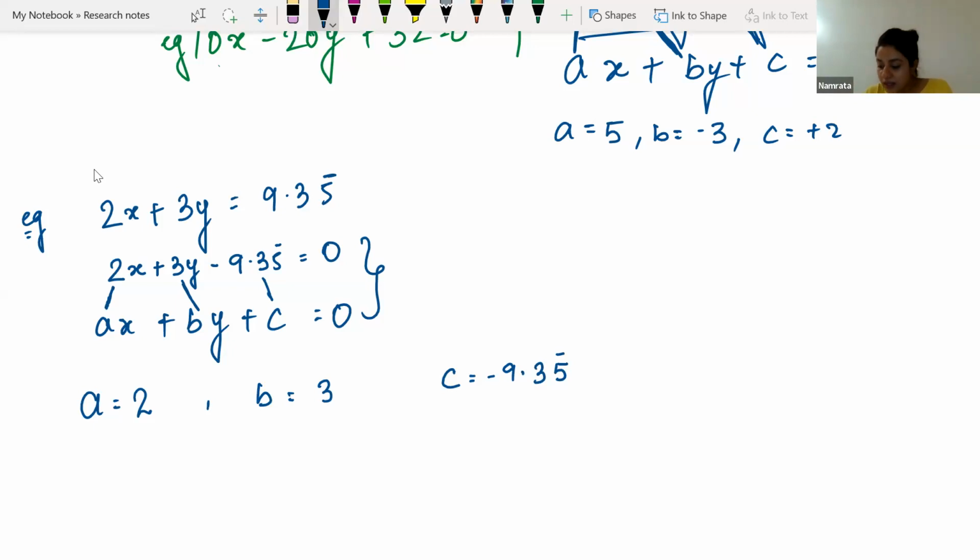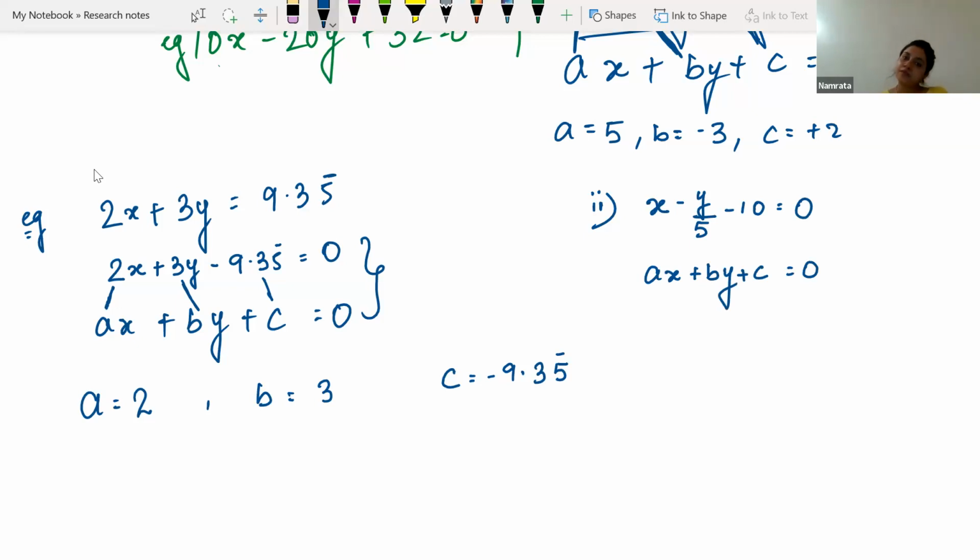Okay, let me take the second one, which may seem tough to you. The second one says we have x - y/5 - 10 = 0. Anyone, can you say what will be the value of a, what will be the value of b, and what will be the value of c? And is it already arranged in the form ax + by + c, or do we need to arrange it first? Anybody? It is already arranged.